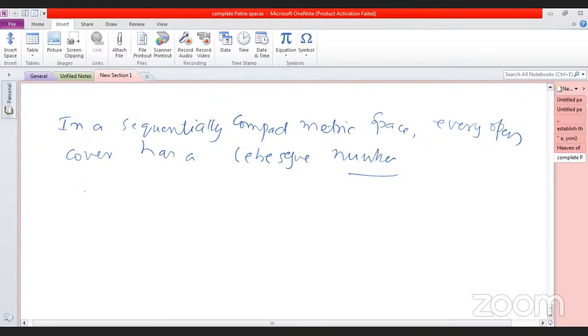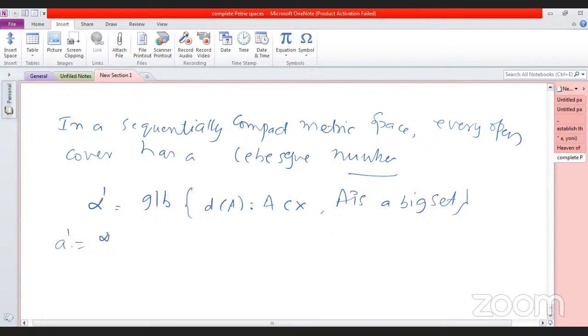Did I tell you this earlier or not? Yes, sir. What is GLB? Greatest lower bound. Right? Yes, sir. A is a subset of X. So when we take the GLB, A is a big set. So therefore the greatest lower bound a dash equals infinity, then by the third condition, d of A is equal to infinity for a very big set.